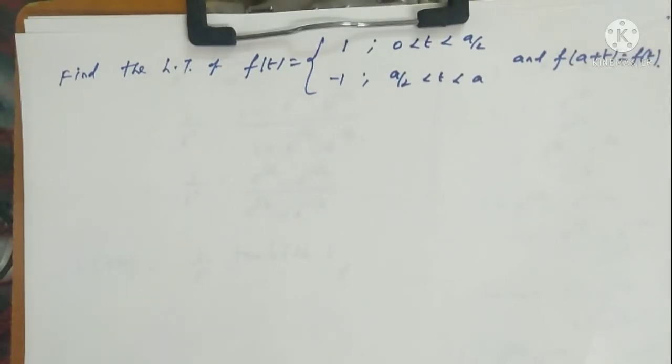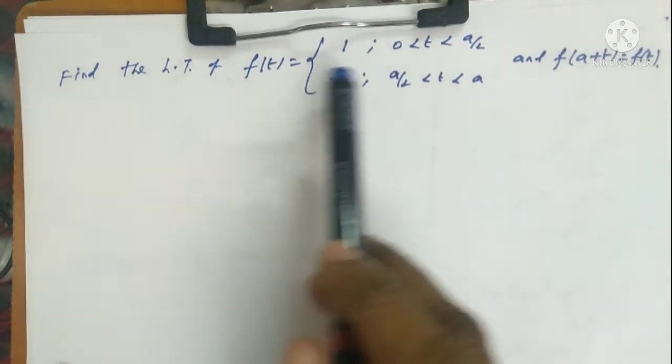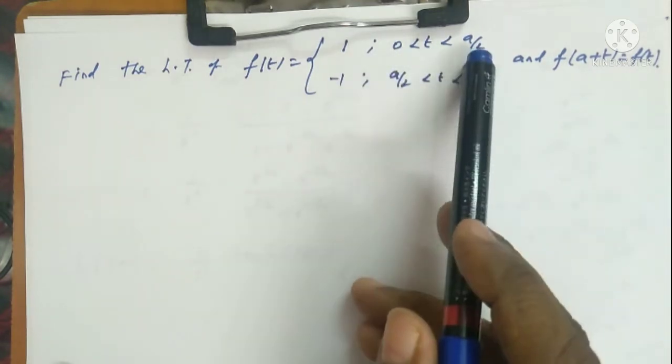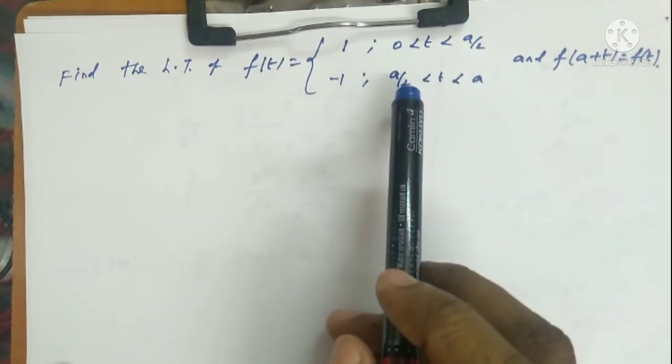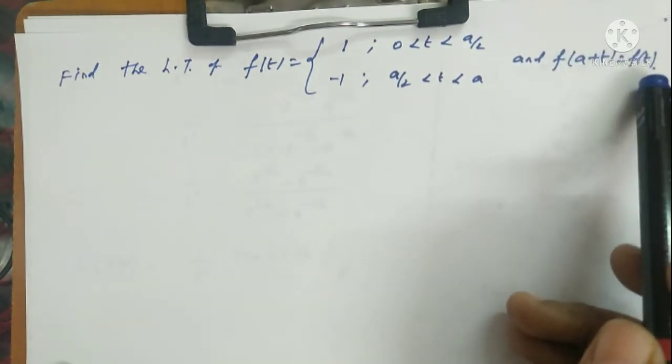Today we are going to see a problem under periodic function. Look at the question. Find the Laplace transform of f of t equal to 1, 0 less than t less than a by 2, minus 1, a by 2 less than t less than a, and f of a plus t equal to f of t.